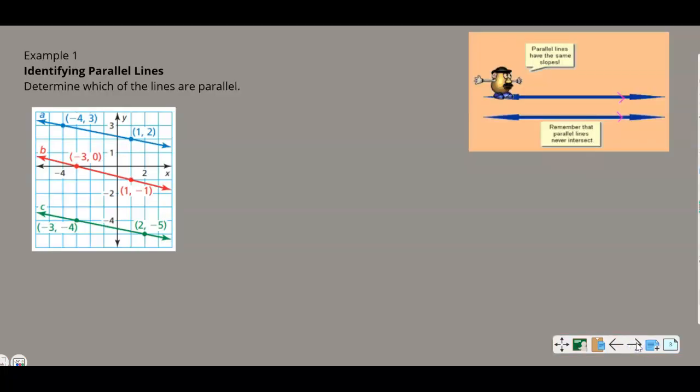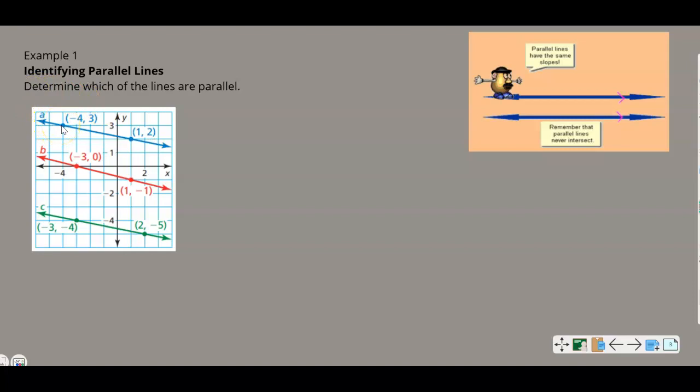Example 1, identifying parallel lines. Determine which of the lines are parallel. All right, so remember we have to have the same slope. Parallel lines have the same slope. So there's a couple different ways you can find slope. You can do rise over run. Since it's a graph, that's probably the easiest, and that's what we'll do. But you can also do what we've been doing the last couple units, which is y2 minus y1 over x2 minus x1. Remember, the rate of change formula also helps you identify the slope.